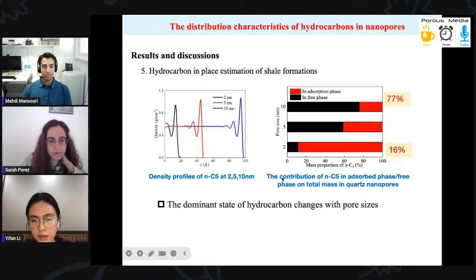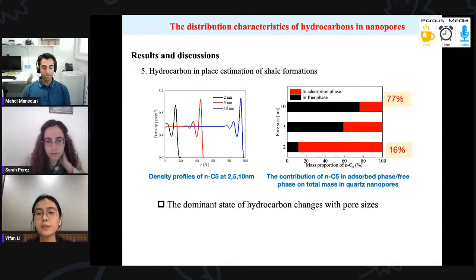So here is the picture for the contributions of methane in the adsorbed phase and free phase to the total mass in quartz nanopores. As we see for the 2 nanometer pore size, the free phase only takes up about 16% of the oil, and when the pore size goes up, it gradually increases up to about 77% at the 10 nanometer pore size. So the dominant state of hydrocarbon will change with the pore size.